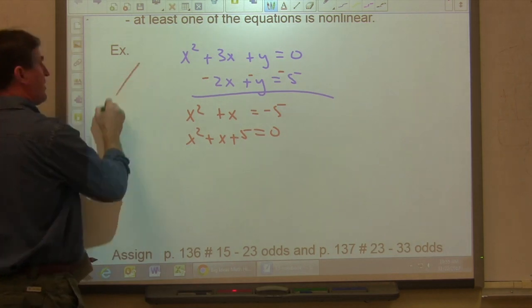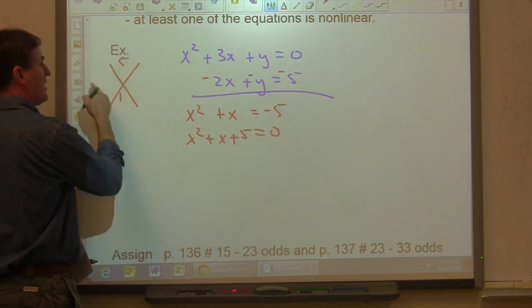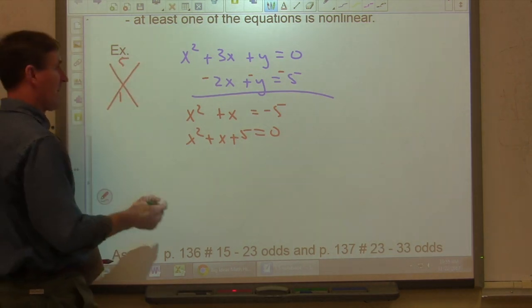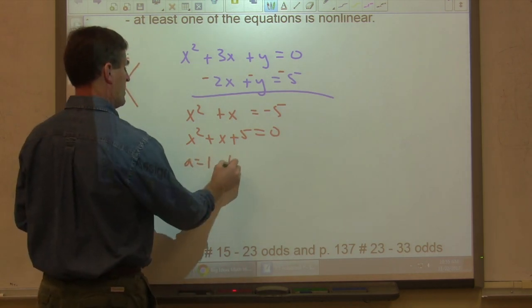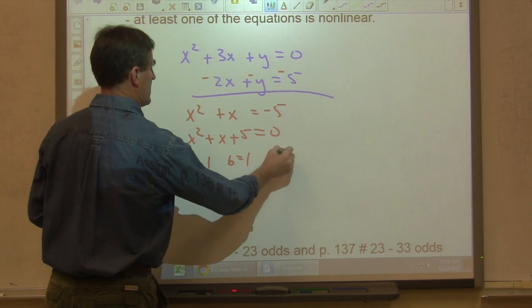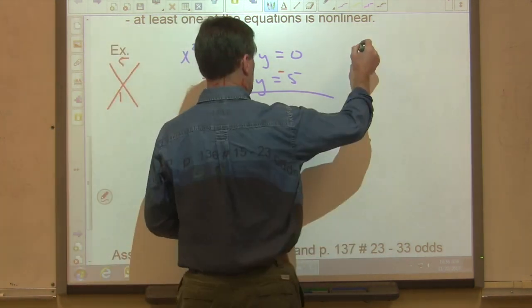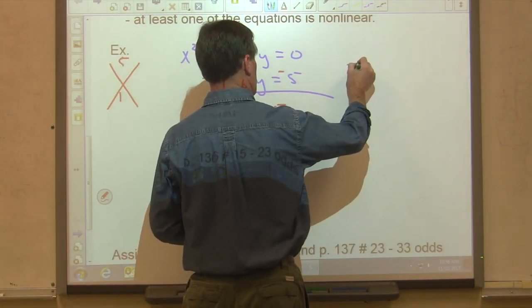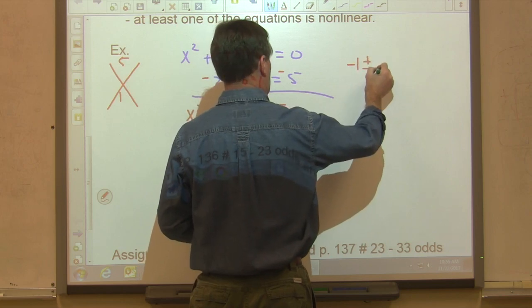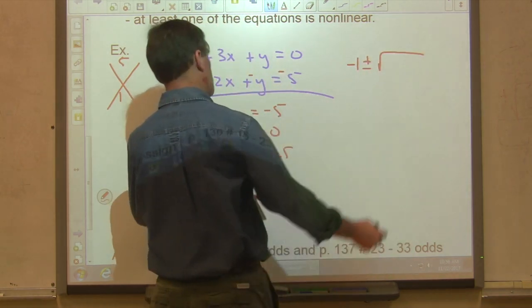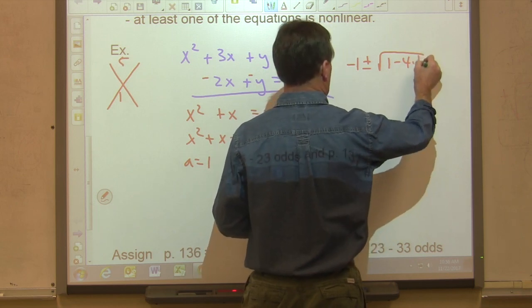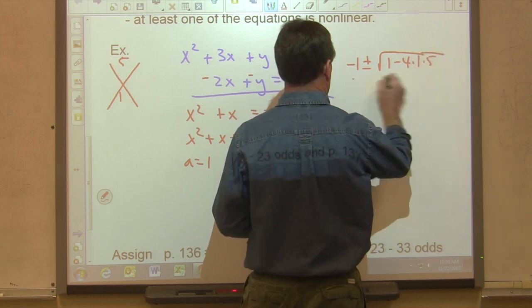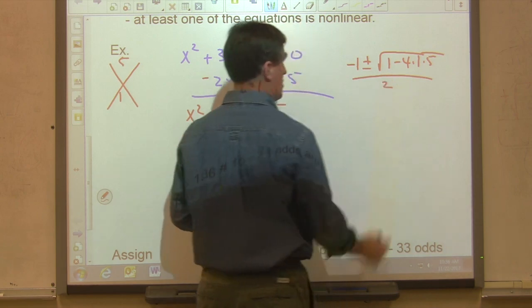If you tried to factor that, you would get 5 and 1, and there are no factors that multiply together to give you 5. So we have to use the quadratic formula. So a is 1, b is 1, and c is 5. And so we get negative b, so negative 1, plus or minus the square root of b squared, so 1 minus 4 times 1 times 5, all over 2 times 1, which is 2.